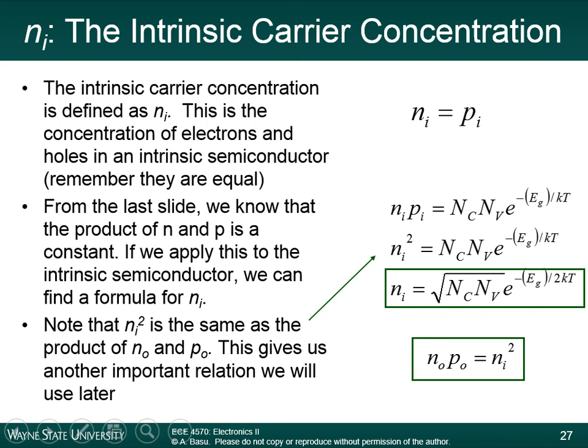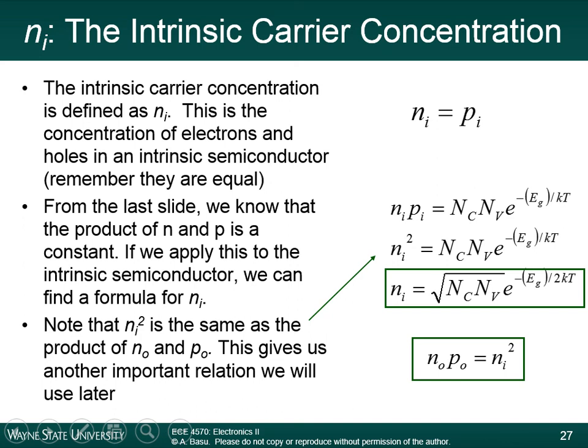I gave you guys the value of it, 1.45 times 10 to the 10 per centimeter cubed. That can be calculated by using this formula here. You won't be using this much in this class because for all practical purposes, the value for Ni is just given to you. Usually we're working with room temperature. But if you need to calculate Ni at a different temperature, you can use this formula to do it. To do that, you'd need to know Nc and Nv.